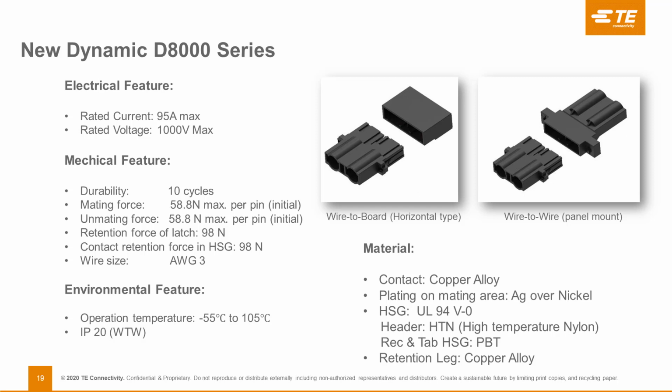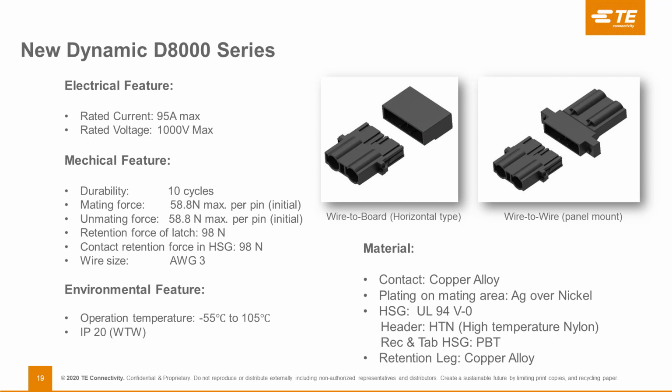Contact material, copper alloy. Efficient and durable, the connectors feature high-quality copper alloy contacts, ensuring reliable electrical performance. Plating on mating area, AG over nickel. Enhancing conductivity and corrosion resistance, the mating area is plated with silver, AG, over nickel for optimal electrical characteristics and durability. Housing, HSG. Header, constructed from high-temperature nylon, HTN, for resilience to elevated temperatures.